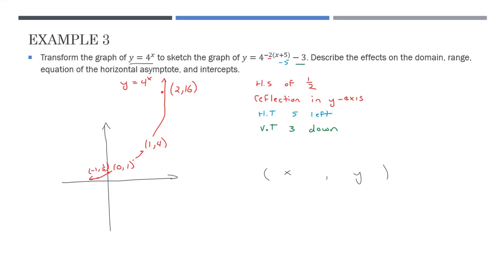So for things happening to our x, we have a horizontal stretch of 1/2, which means this is going to be a multiply by 1/2. Reflection in the y-axis, that's going to make this a negative 1/2. And then we've got our 5 left, so that's going to be minus 5. And then for our y, we just have 3 down.